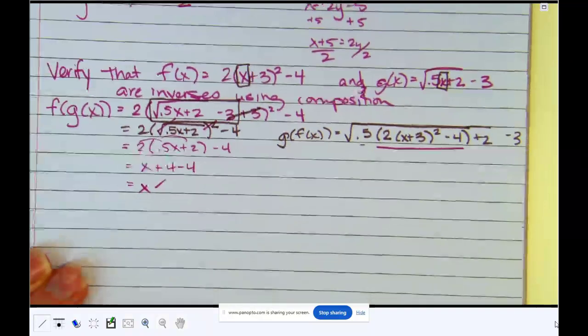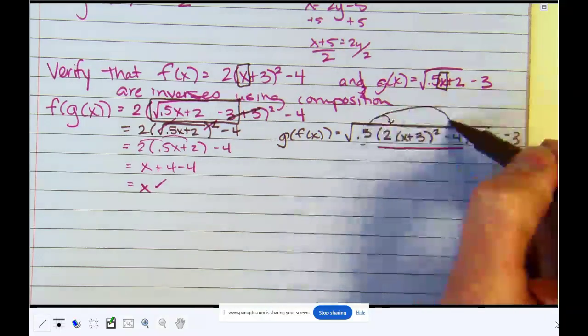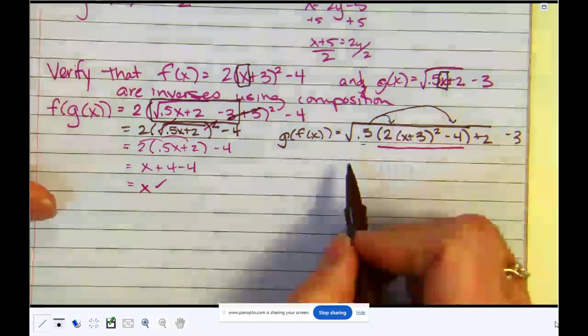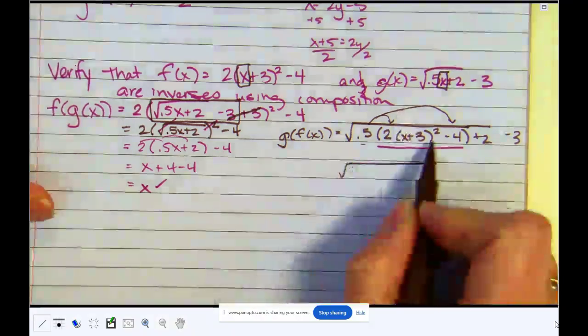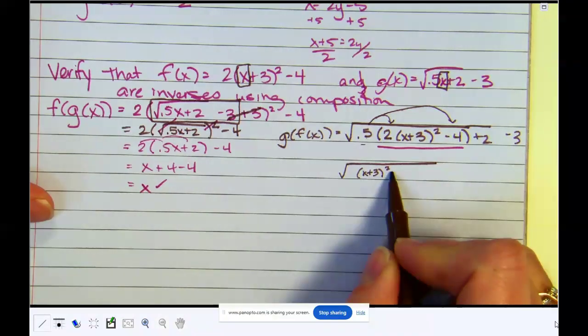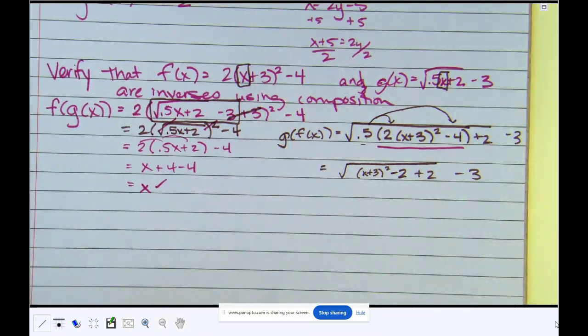Okay, what are you going to do? This is a little bit harder. The only one thing you can distribute. That's the only thing you can do because this has parentheses. This is multiplied. You can't get rid of the parentheses because you got to multiply. So this is 0.5 times 2, which is 1 x plus 3 squared. And then 0.5 times negative 4, which is negative 2 plus 2 minus 3. Now life's going to be easier for us. So you just don't distribute? No, because this is that whole thing.